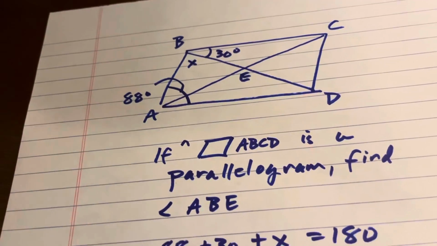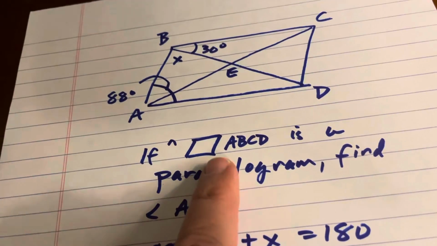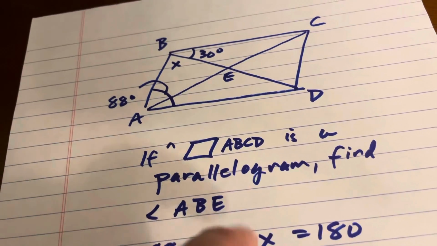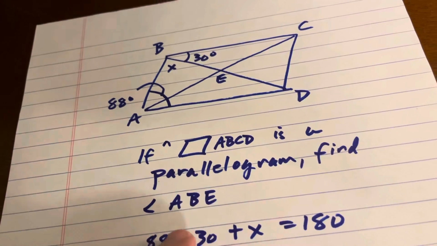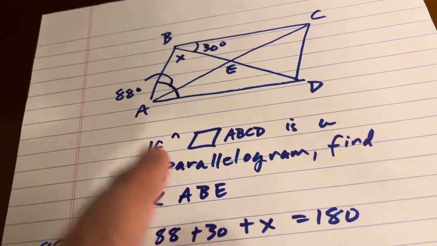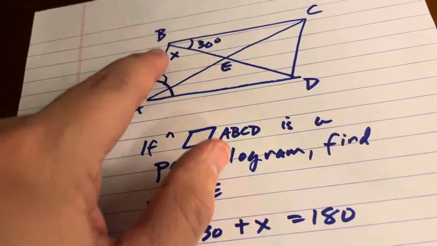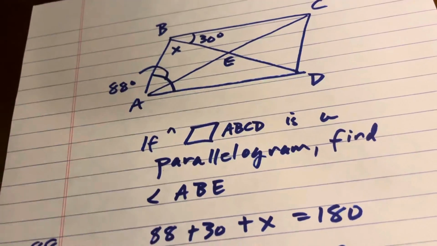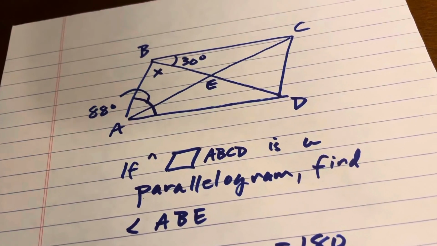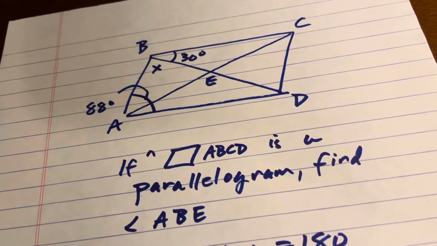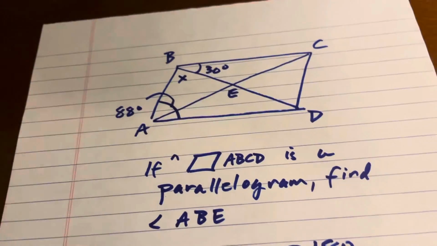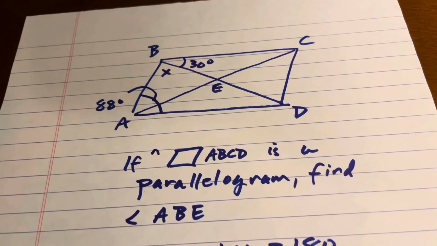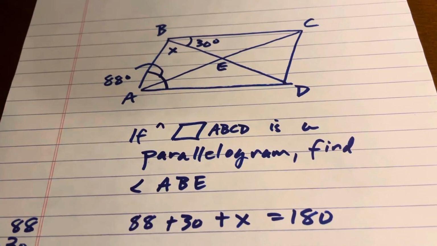So let's consider this little problem. If parallelogram ABCD is indeed a parallelogram, find angle ABE. Angle ABE is that angle, X. Angle ABE is the X value there. Well, in light of what I just told you, that angle A and angle B are consecutive, they're going to add together to be 180.